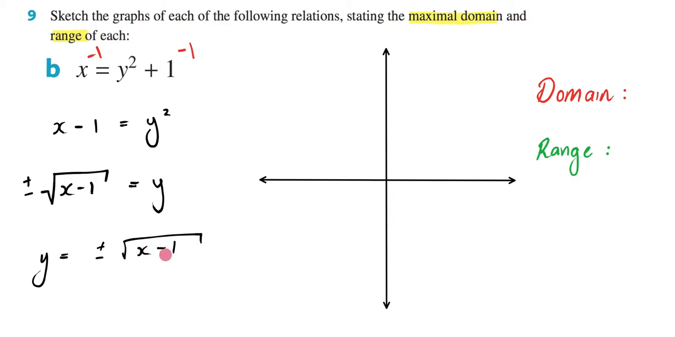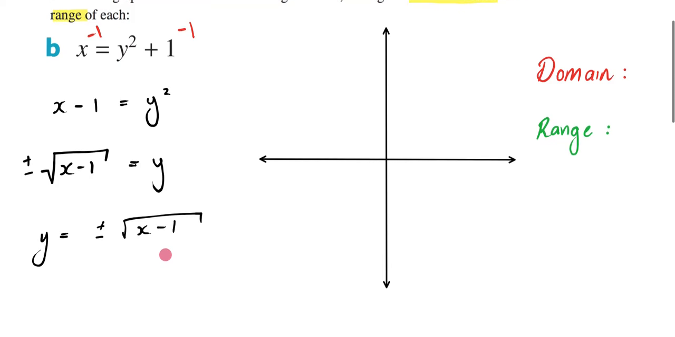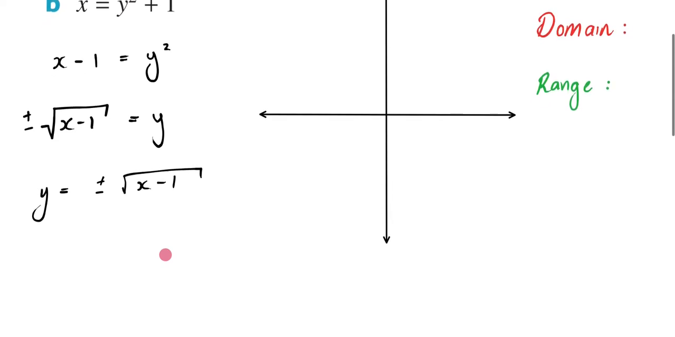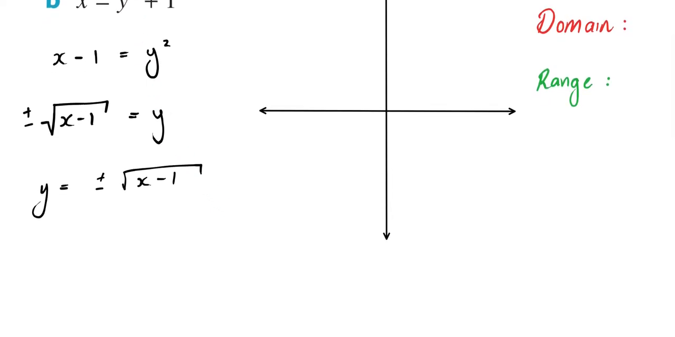Now, what we have to realize when we're graphing this is that it's almost like we have two graphs. Now, we only have one, but it's almost like we have y equals the square root of x minus 1, because that's the positive one. And we also have y equals minus the square root of x minus 1.